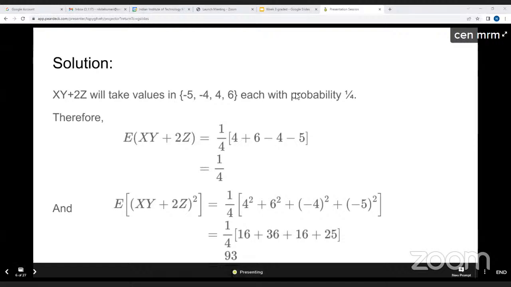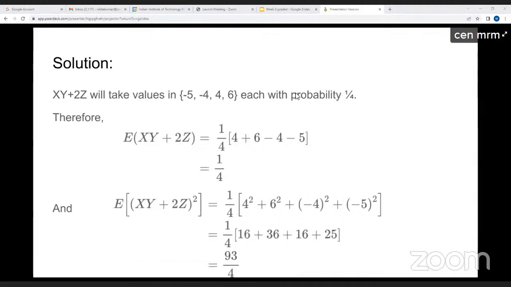Any doubt in this problem? Final answer. Any doubt? Yes, ma'am. Sorry, but I haven't gone through the lecture yet. Can you describe how we got -5, -4, 4, and 6?